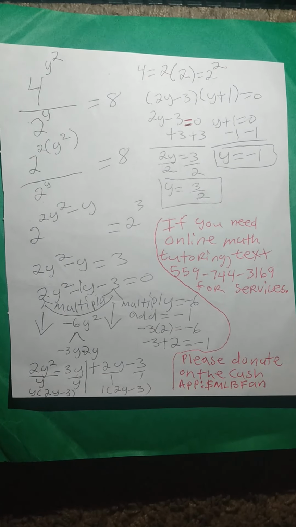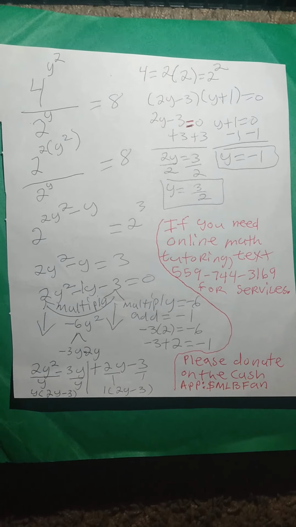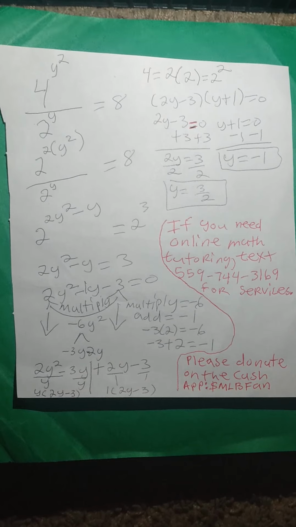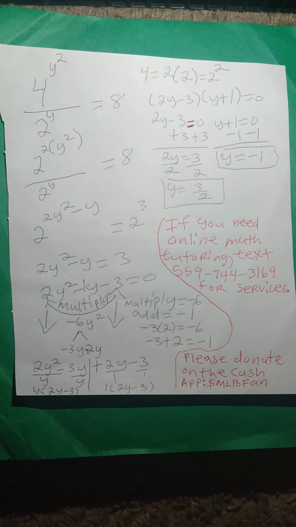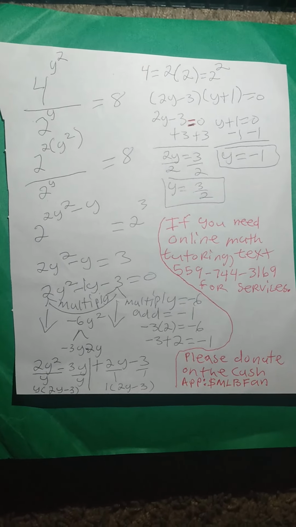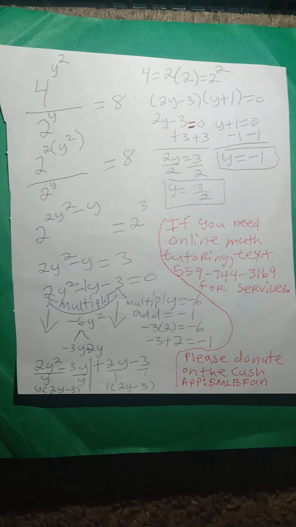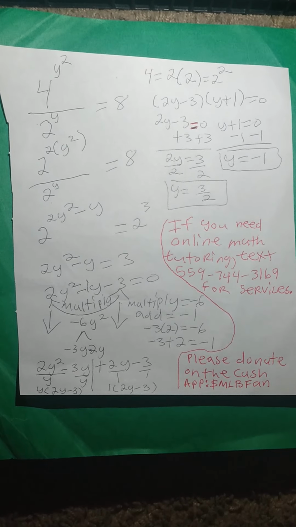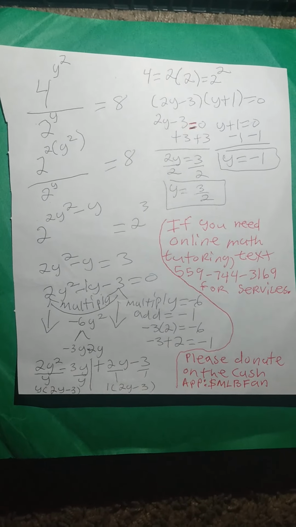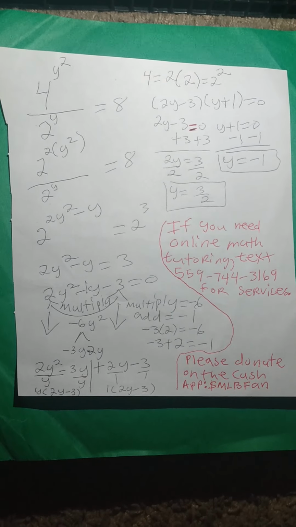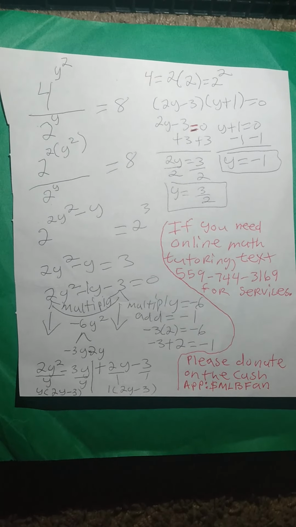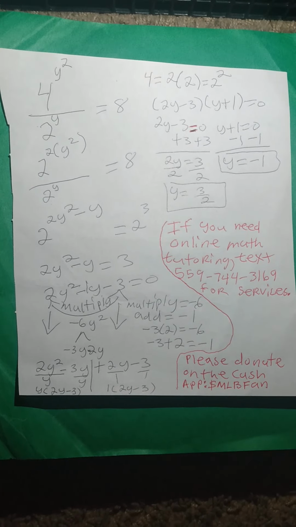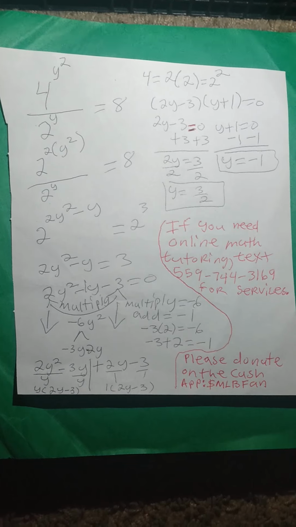Here we see a function in the form of 4 to the power of y squared divided by 2 to the power of y. Now we need to manipulate 4. 4 is equal to 2 times 2, and that is equal to 2 squared. So 4 to the power of y squared can be rewritten as 2 to the power of 2 times y squared divided by 2 to the y equals 8.